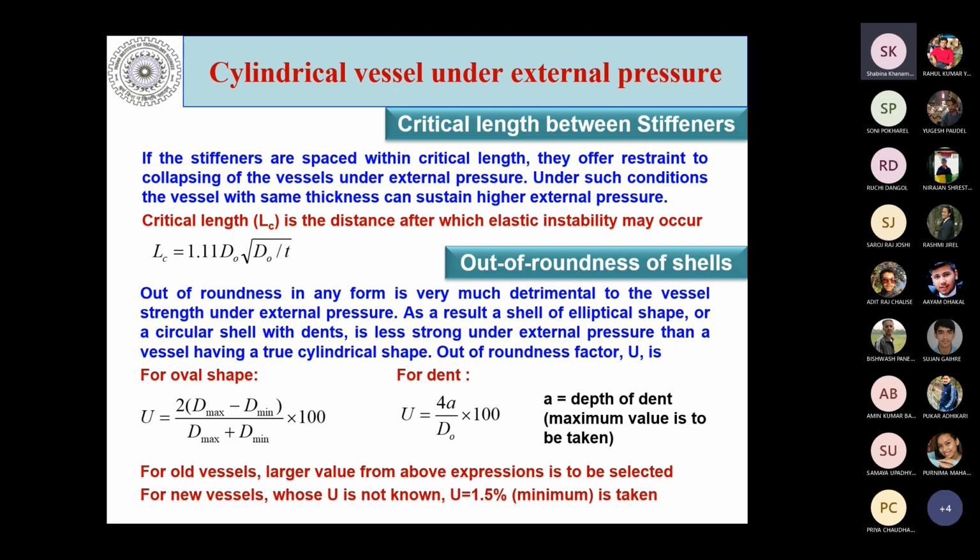However, for new vessels, no dent is there. If it is elliptical we can calculate it, but for cylindrical no dent is there, so we can consider U as a minimum value of 1.5%. This U should be considered because after regular operation a dent may occur, so we consider that a priori. Based on experience, this U could be 1.5% minimum. In this way we consider out of roundness of the shell.